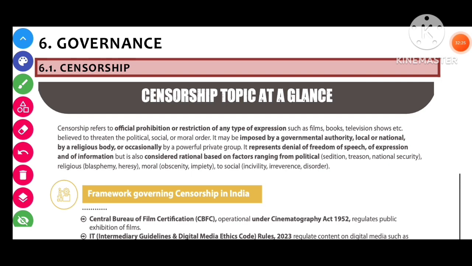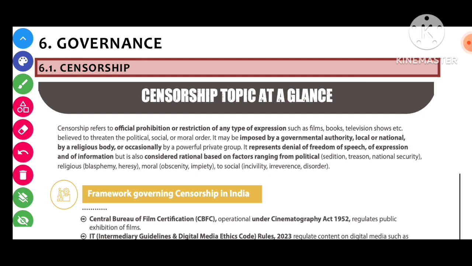Governance is a very crucial and very important part of General Studies Paper Two. So you cannot ignore this topic because it is very crucial, and you can grab 70 to 80 marks in GS Paper Two. Okay, so the first news is censorship. What is censorship?